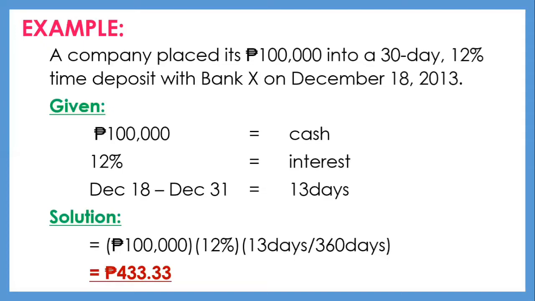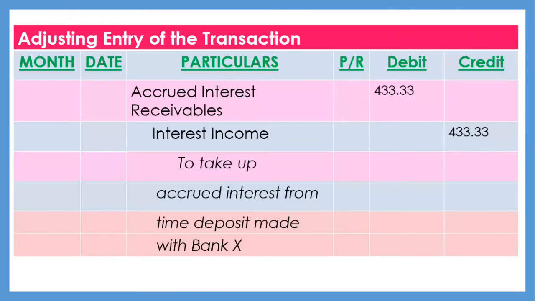So this is how our adjusting entry looks like. Okay, so we have accrued interest receivables, that would be 433.33 pesos. And we also have to credit interest income, 433.33 pesos. Now, why did we debit accrued interest receivables?